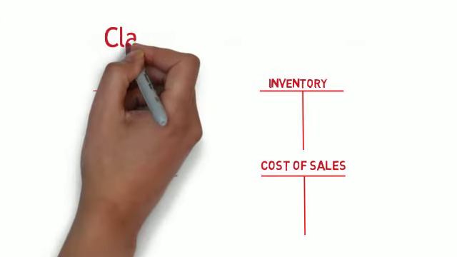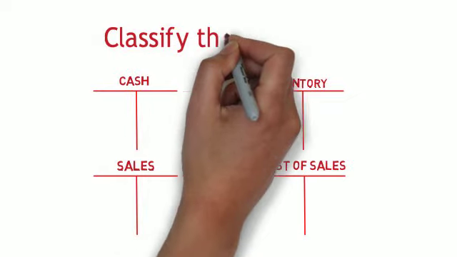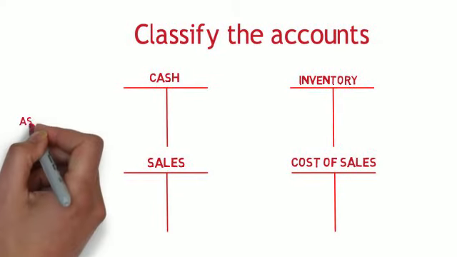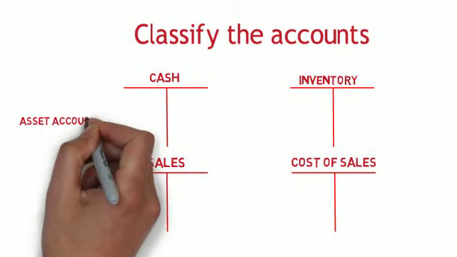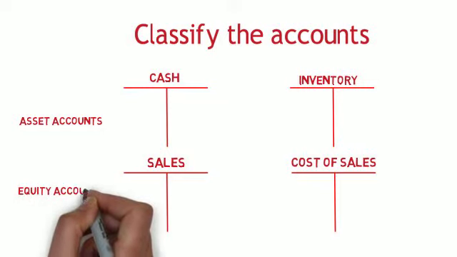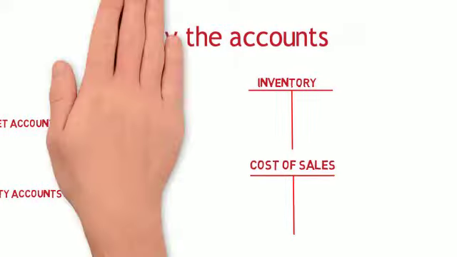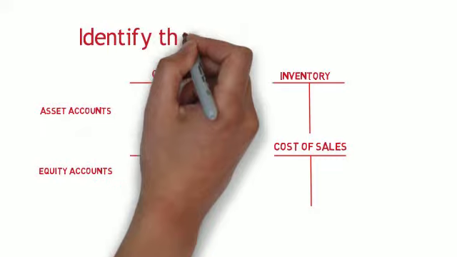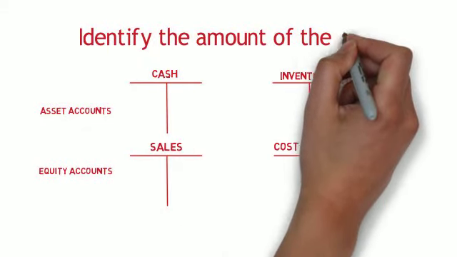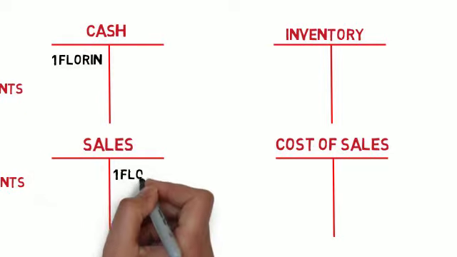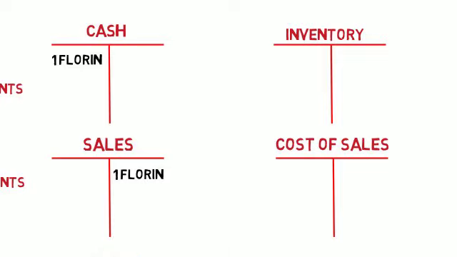Step 3. Classify the accounts by type. Cash and inventory are asset accounts. Sales and cost of goods sold are accounts that will be closed out to equity at the end of the accounting cycle, so those are equity accounts. Step 4. Identify the amount of the effect. Well, in this case, the sale of the apple was for 1 florin, so we can debit cash and credit sales for 1 florin.